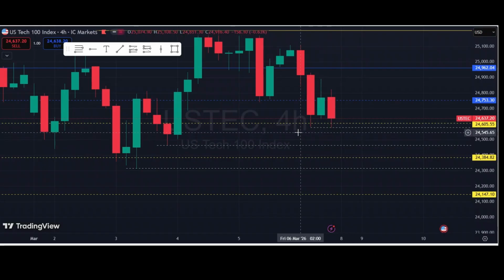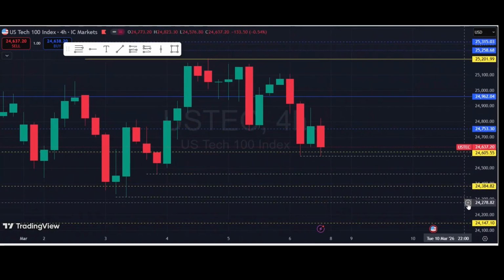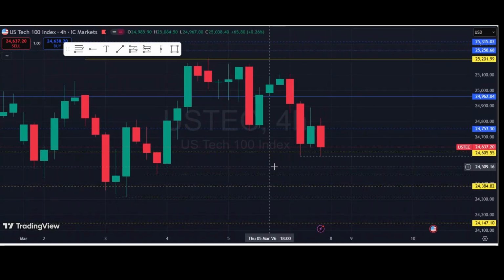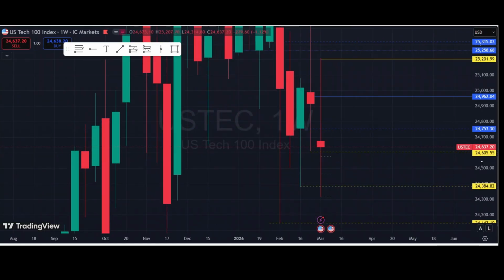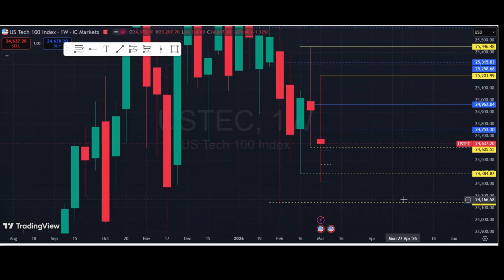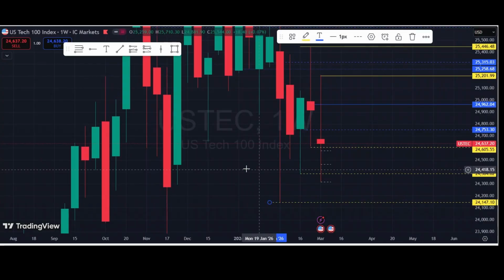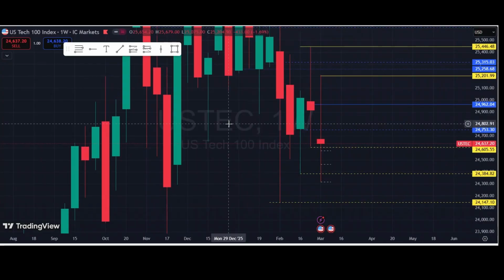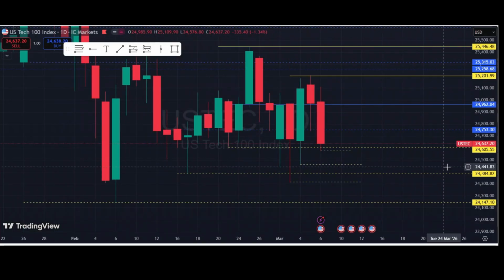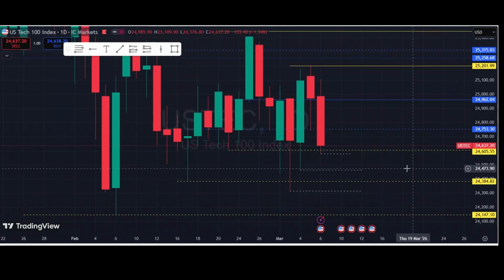So if price continues lower after reacting from those levels, then the weekly dealing range lower at the 24,147.1 becomes the external draw on liquidity. So these are the areas we are looking at for our US tech. The scenario, our narrative for the week on US tech.